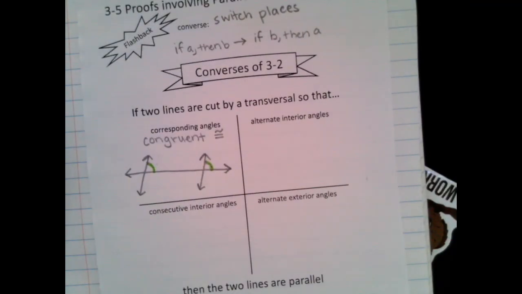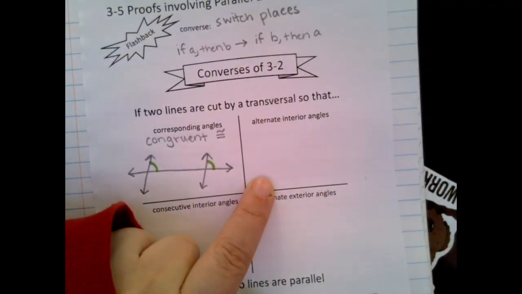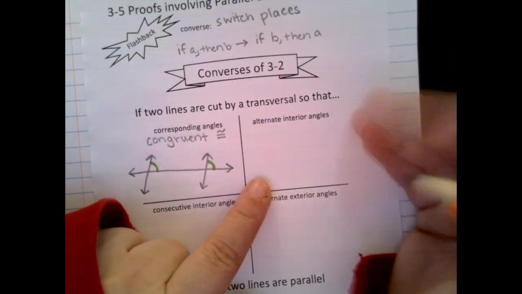Alright, here we go. Alternate interior angles. So now alternate interior angles. What do we know about alternate interior angles? What kind of relationship should they have if we go back to 3-2?